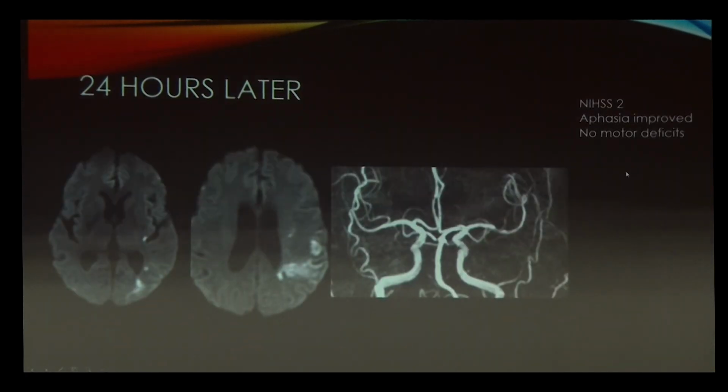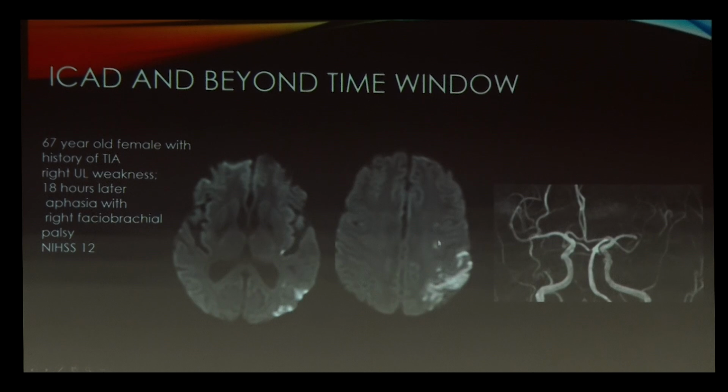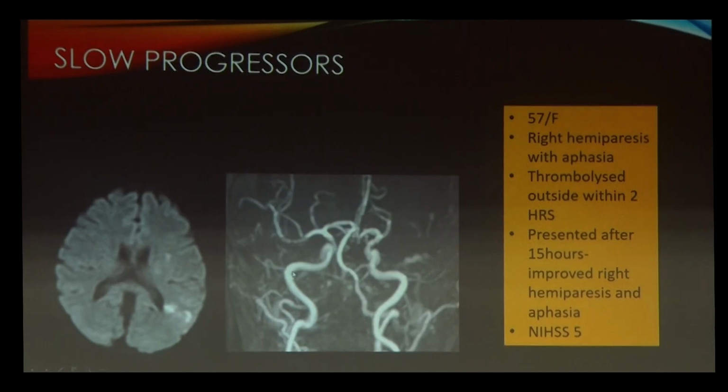So 24 hours later, the patient's NIHSS improved from 12 to 2, and aphasia improved, and there were no motor deficits. There was a significant improvement because we were able to salvage the penumbra in this patient. This entire area we were able to salvage. And post thrombectomy, her MRI looked almost the same. There was no extension of the infarcted core zone. So there are other patients who are like slow progressors.